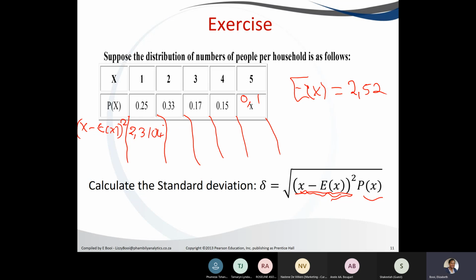2.3104. Then you do the next one, which is 2 minus 2.52 equals minus 0.52. And you take the square, and that will give you 0.2704. Then continue with the rest of them.